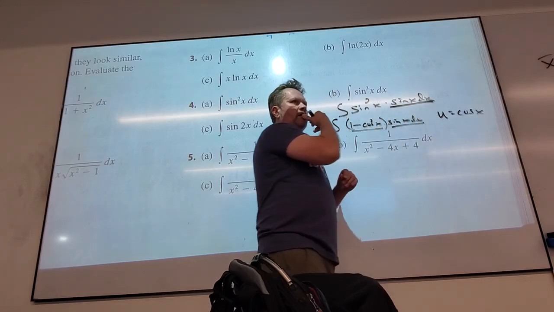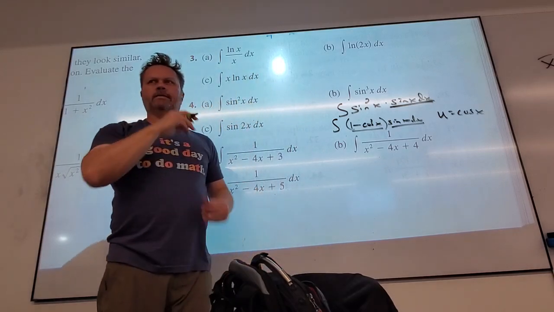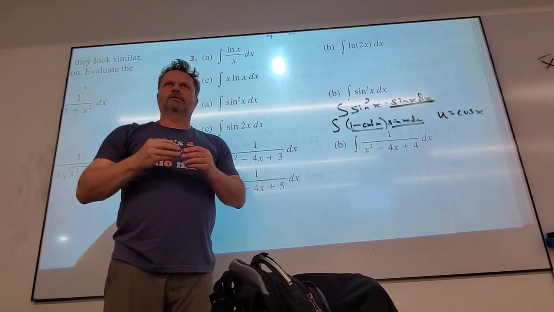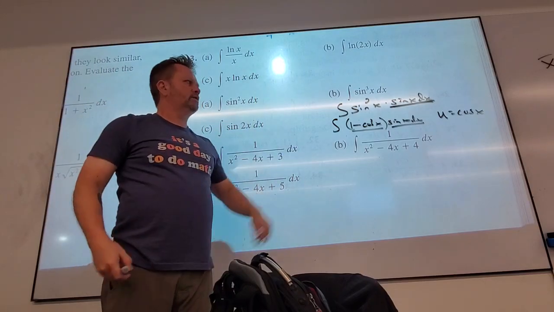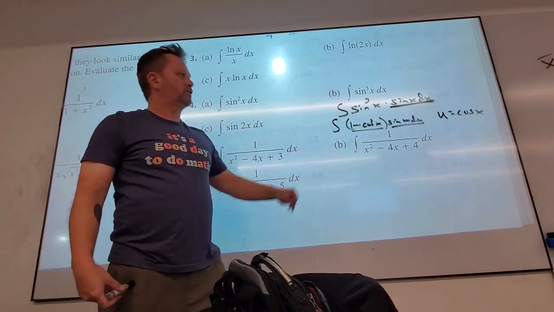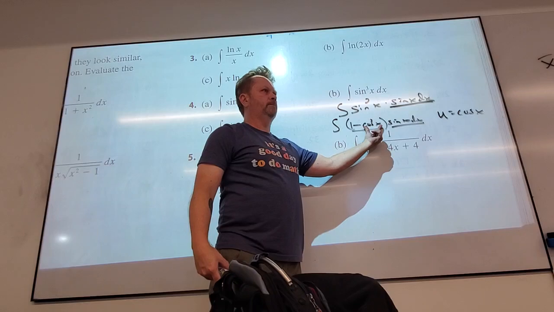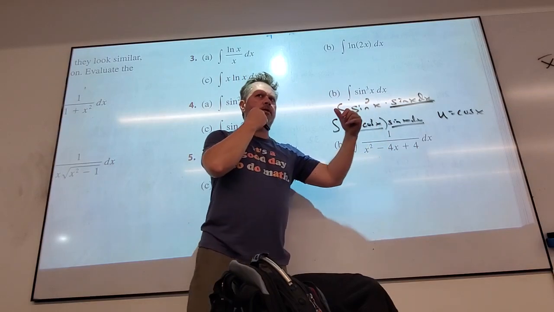Isn't that crazy? That's nifty. And the rules kind of talk about odd and even powers of sine, so it works even if there's no cosine, because you introduce a cosine right there. Okay, maybe.